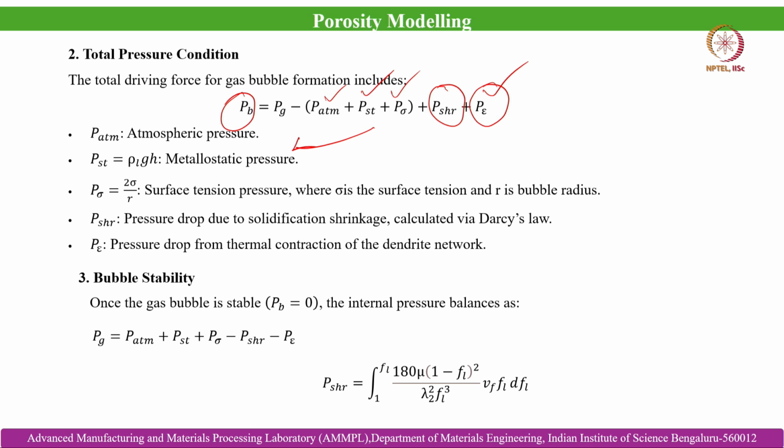That means rho L G H, where H is the height of the liquid melt above the reference point. P sigma is 2 sigma by r, the surface tension pressure, where sigma is the surface tension and r is the bubble radius. P shrinkage is the pressure drop due to solidification shrinkage, which can be calculated by Darcy's law, and P epsilon is the pressure drop from thermal contraction of the dendrite network.